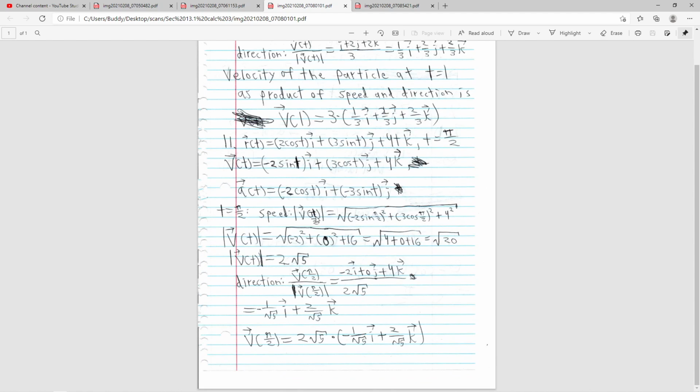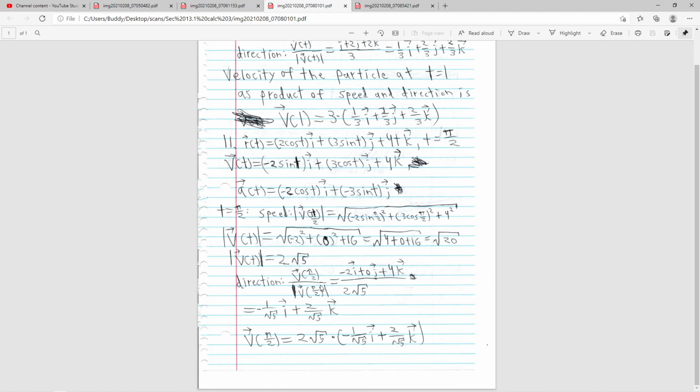the speed is again just the magnitude of v(π/2), which is (−2 sin π/2) squared plus (3 cos π/2) squared plus 4 squared. Which you get basically as (−2) squared plus 0 squared plus 4 squared, which is 16. Negative 2, 0, and 4, we'll use those for direction, but you get the square root of 20, which is equal to 2√5, so that's your speed.